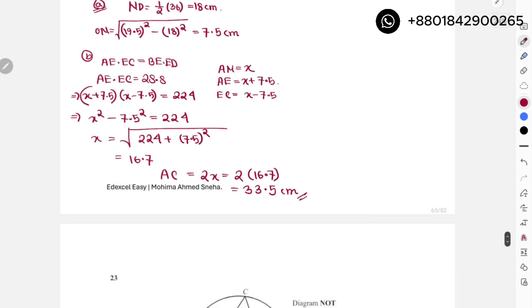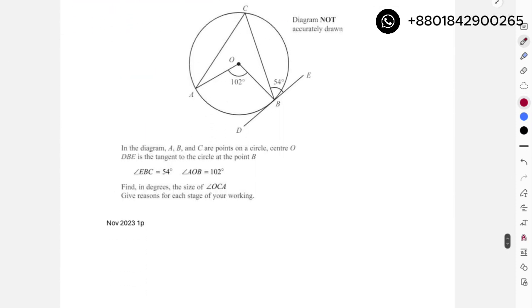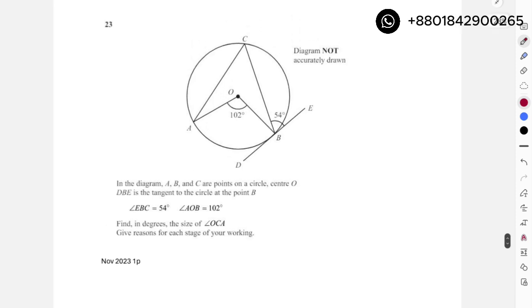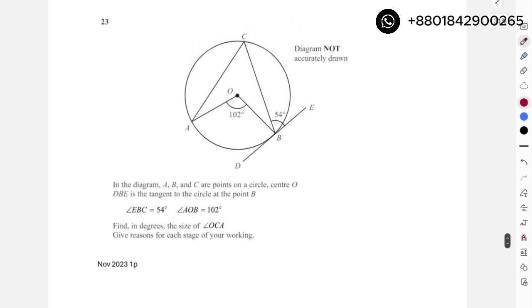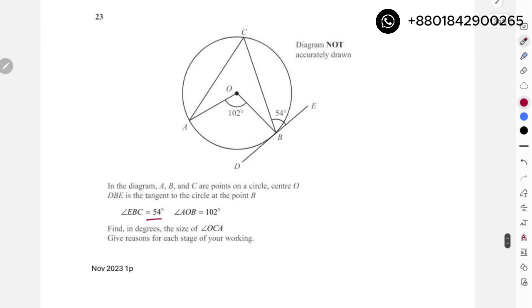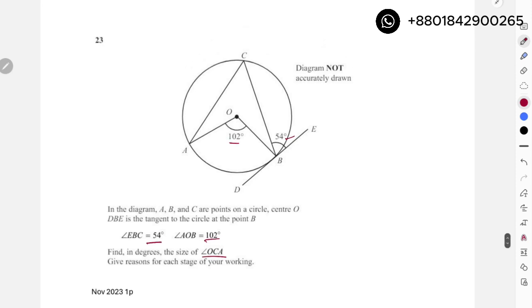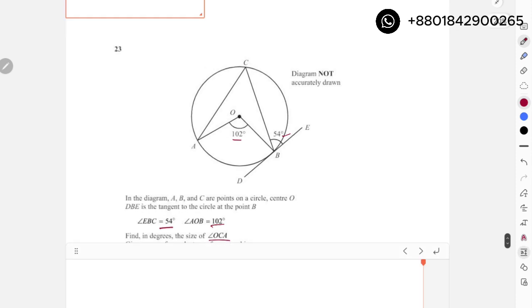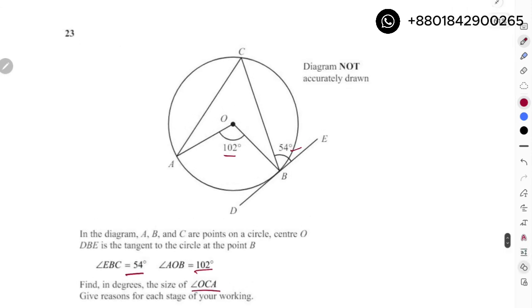Okay, I hope this was clear for everyone. Then moving on quickly to the next question. In this next question, they have given that this is 54 degrees and this is 102. You need to find out the angle OCA. Okay, OCA. This angle I'm trying to find out.